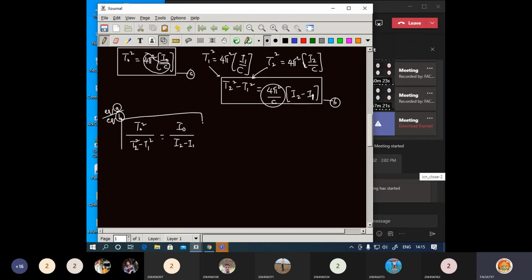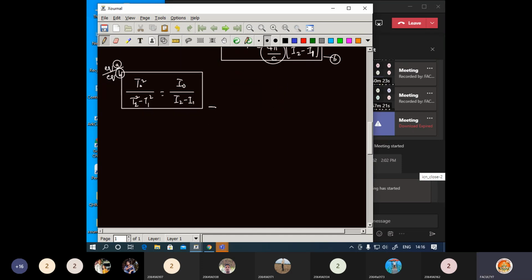Now this is one of the equations, and we are going to get the expression from this. So I naught is equal to I2 minus I1 into T naught square by T2 square minus T1 square. Just rearranging this, you get this expression for I naught. Replace only I naught, then this factor can be brought to this side. So that is the expression you got here.